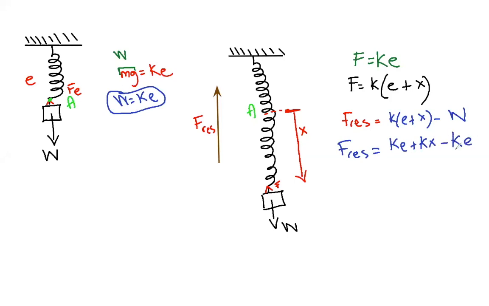Now I'm going to get something here. KE and KE, they're going to get canceled out. And I'm going to get F resultant. Now, tell me one thing. What is the formula for force? Like the basic formula. Can anyone remind me? Okay. Yeah, MA. It's MA. So mass into acceleration is equal to KX.